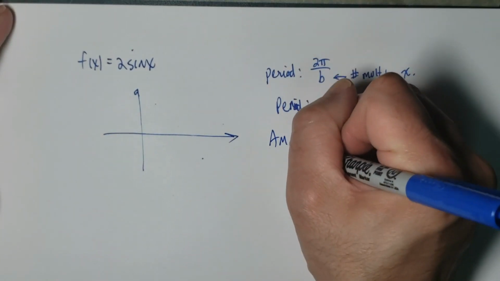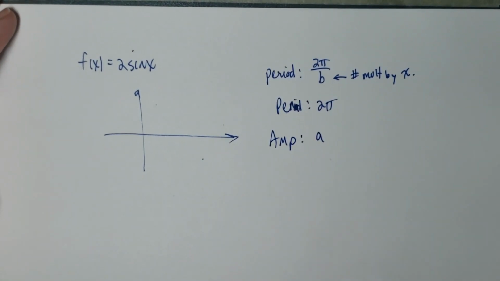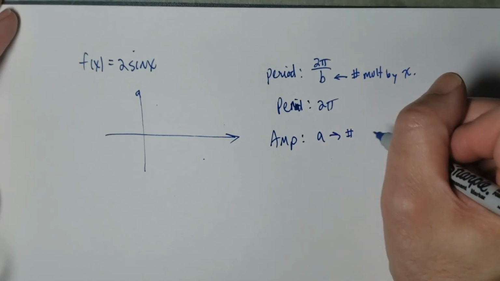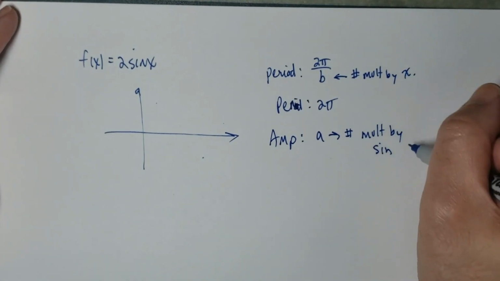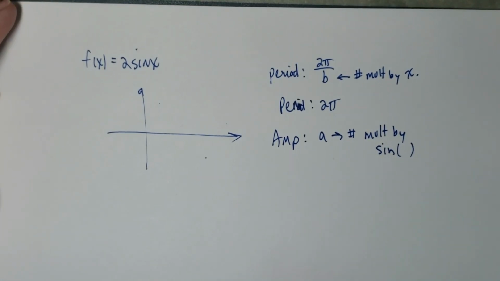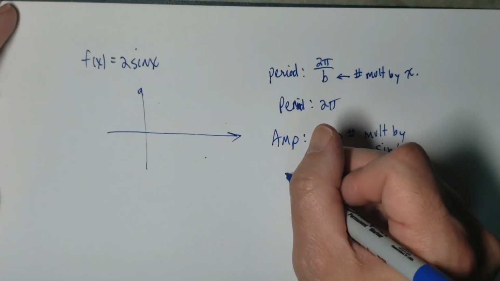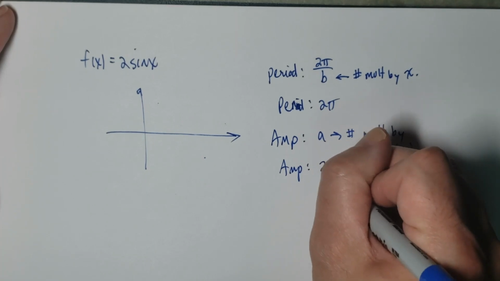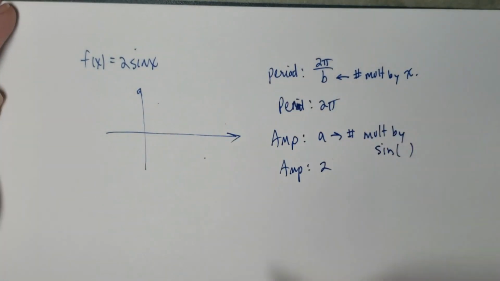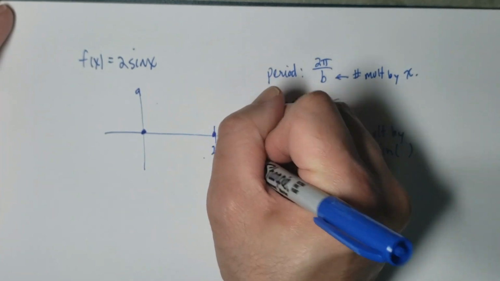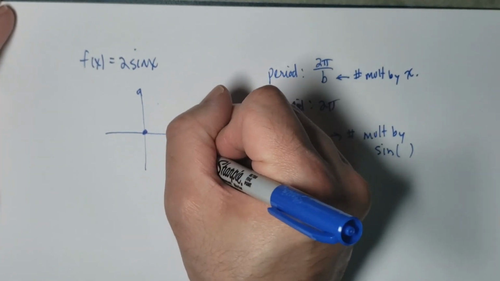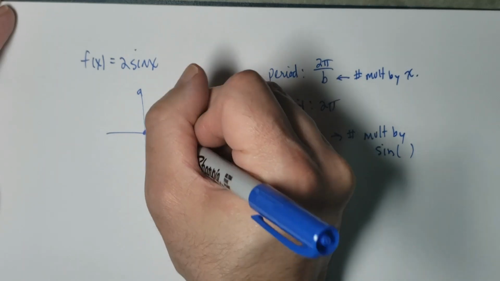You should also find the amplitude. The amplitude was the a value. This is the number multiplied by the sine function. In this case, it's 2. So the amplitude for this example is 2. So we start the same way we did in the last one. You start at the origin, move over the period, which is 2 pi, halfway in the middle, which is pi, halfway in the middle up to the maximum.